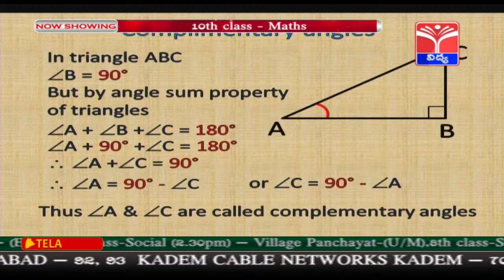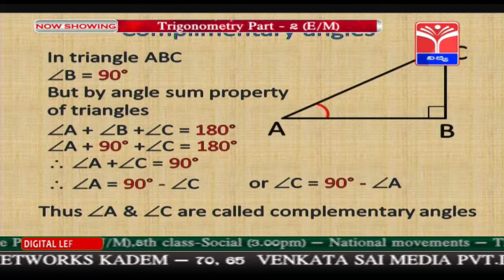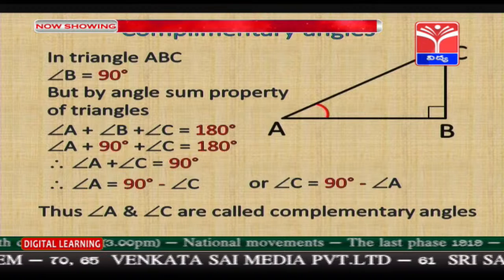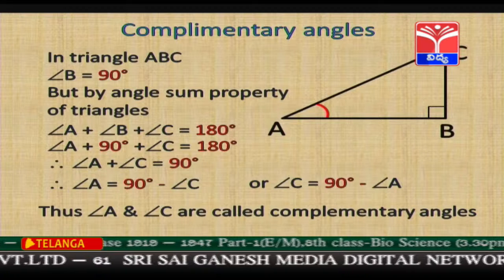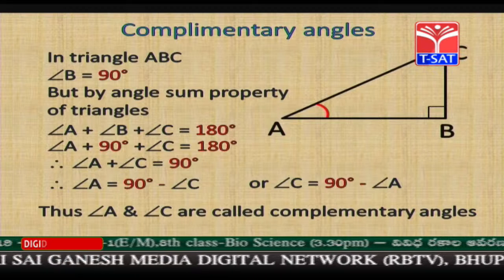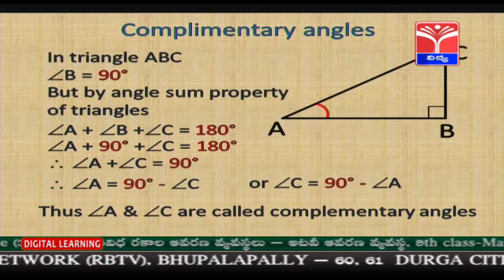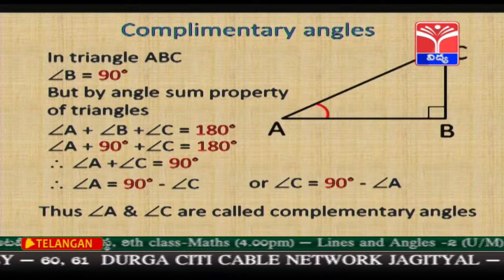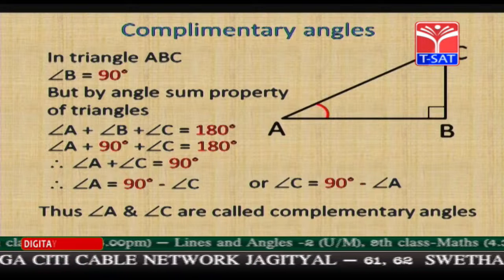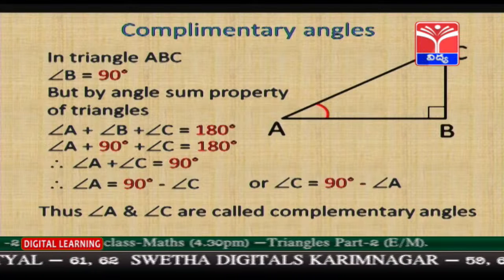So, in that case, angle A plus angle C, whose sum is 90 degrees, we are calling them complementary angles. So, when you say they are complementary angles, each and every angle, that is angle A or angle C, can be expressed as 90 minus the other one. Please see, angle A is equal to 90 degrees minus angle C, and angle C is equal to 90 degrees minus angle A. That means, both are complementary to each other.